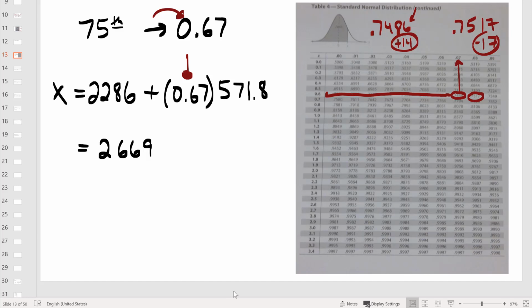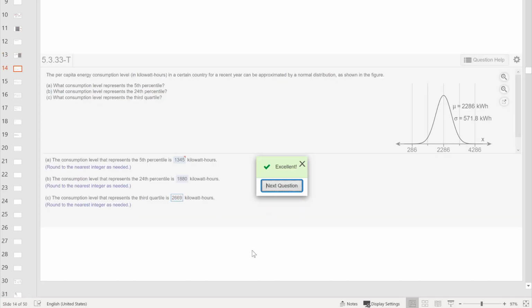So 2,669 kilowatt hours is what 75% of the population uses. Alright, and I clicked it in just to make sure, you know, that I did it correctly. There it is, 1345, 1,880, and 2,669. Okay, I checked my answers as well, just to make sure that I did it correctly here.